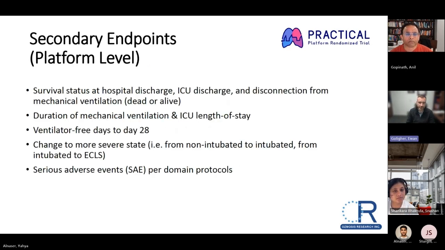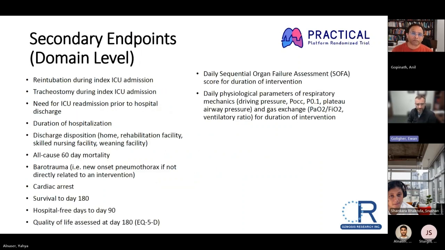Next slide. Secondary endpoints in the domain include survival, in the platform as a whole. No matter what domain you're in, these outcomes are collected. So hospital survival, ICU discharge, ICU survival, and survival to disconnection from mechanical ventilation. We're looking at the duration of ventilation and the length of stay in the ICU, ventilator-free days to day 28, transitions between states. So a transition from, say, intubated to ECLS, and then serious adverse events as defined in the domain protocol. So those are collected in every domain.